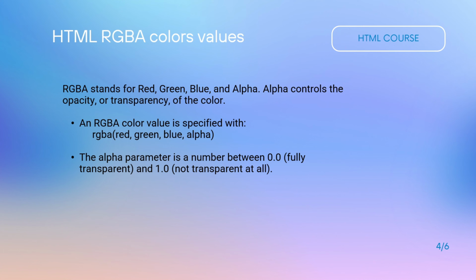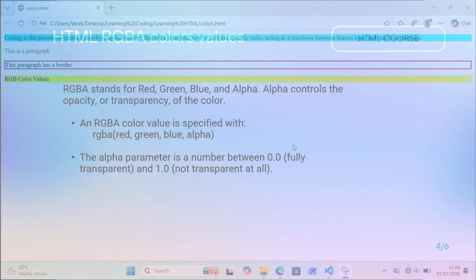HTML RGBA color values. RGBA is similar to RGB but adds one more value called alpha. Alpha controls the opacity or transparency of the color. RGBA stands for red, green, blue, and alpha. The alpha value ranges from 0.0 to 1.0. 0.0 means fully transparent. 1.0 means fully visible. RGBA is useful when you want colors to overlap or create soft visual effects. It is commonly used in modern web design for shadows and overlays.